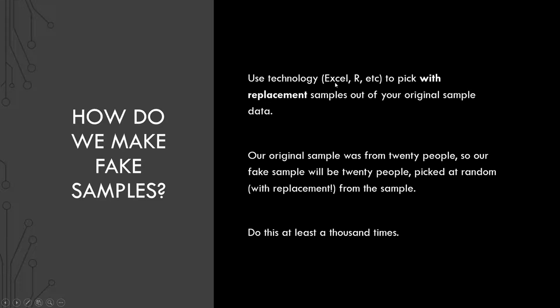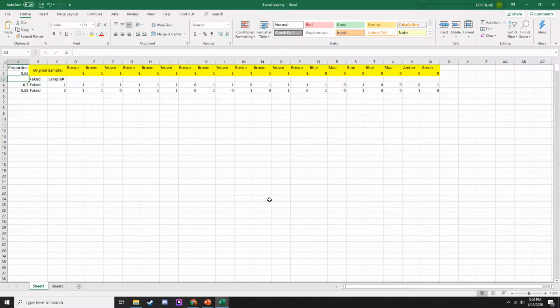Excel can do it with some coaxing. Statistical software like StatCrunch or StatDisk. Personally, though, R is the professional standard. So if you find yourself becoming a professional statistician, you might want to learn how to do it in R. But what you're going to do is make fake data, fake samples out of your real samples. We had 20 people in our sample, so we're going to make 20 more people in our next sample, picked randomly with replacement from the original sample. And then we do that about 1,000 times. More is better, but at least 1,000 times.